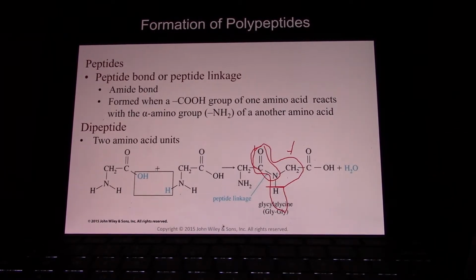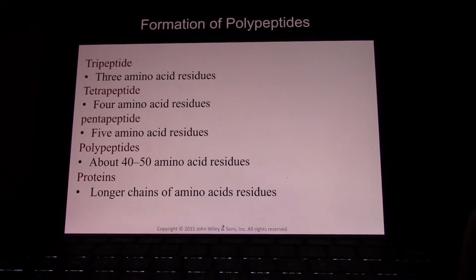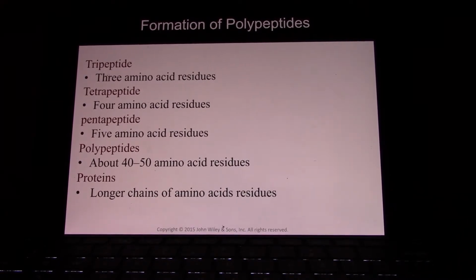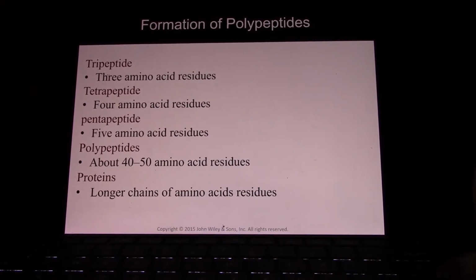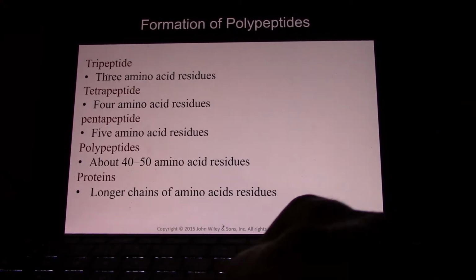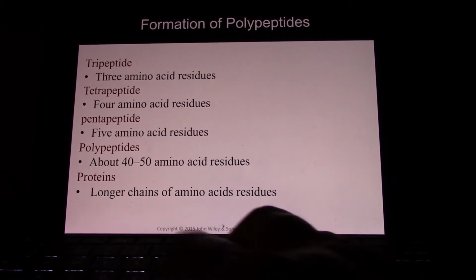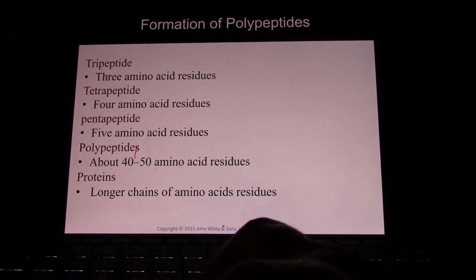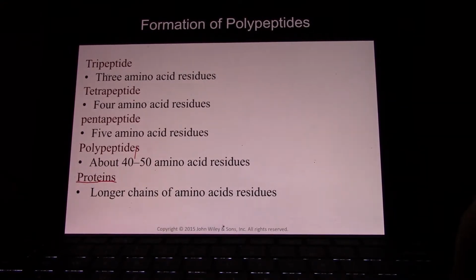So this is a dipeptide, 2 amino acid units. A tripeptide has 3 amino acid residues. A tetrapeptide has 4, penta is 5. And polypeptides, it's like 40 to 50 amino acids. And if you get more than 50, we just start calling it a protein. It's a much longer chain of amino acids.